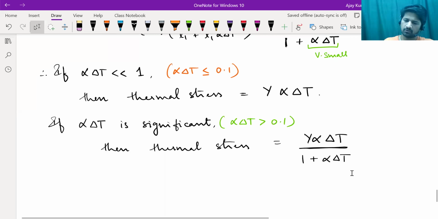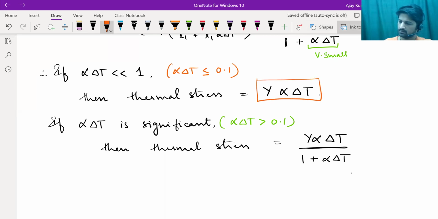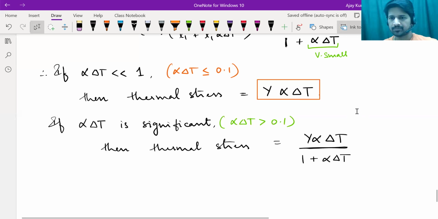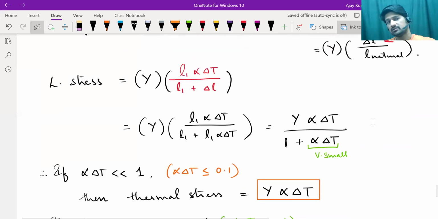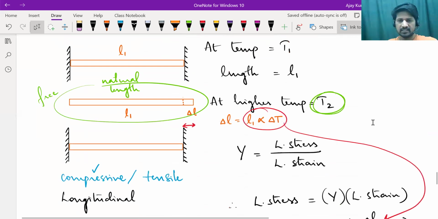Usually in books, you'll find this formula: Y alpha delta T. Only till there you will find. But the actual formula is Y alpha delta T divided by 1 plus alpha delta T. So here we talked about longitudinal stress created in a rod due to thermal expansion. Similarly, here we are restricting the expansion of length, so it results in longitudinal stress. If you restrict the expansion of volume altogether, it will result in volumetric stress. Then you will have to use bulk modulus.